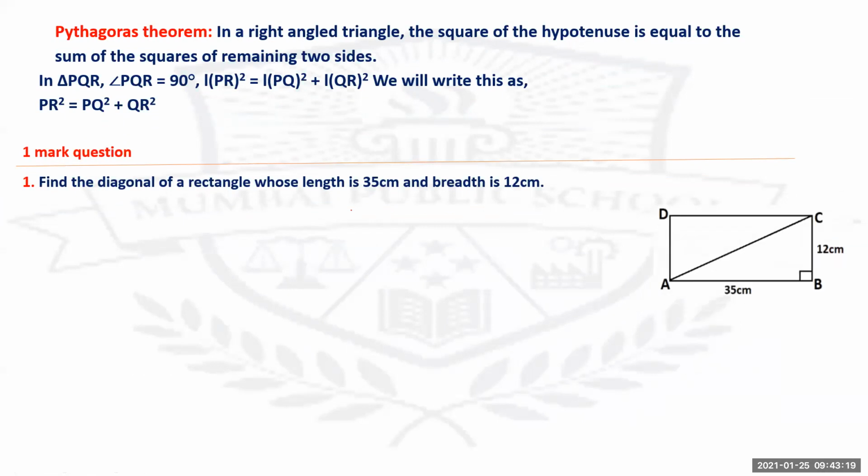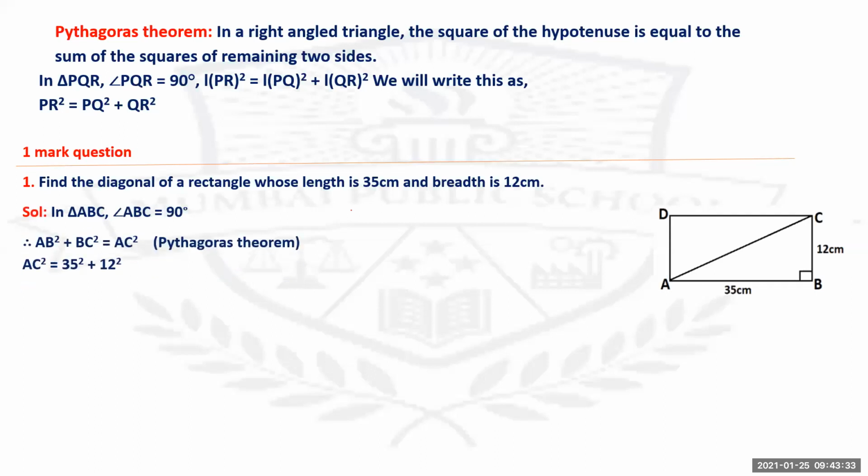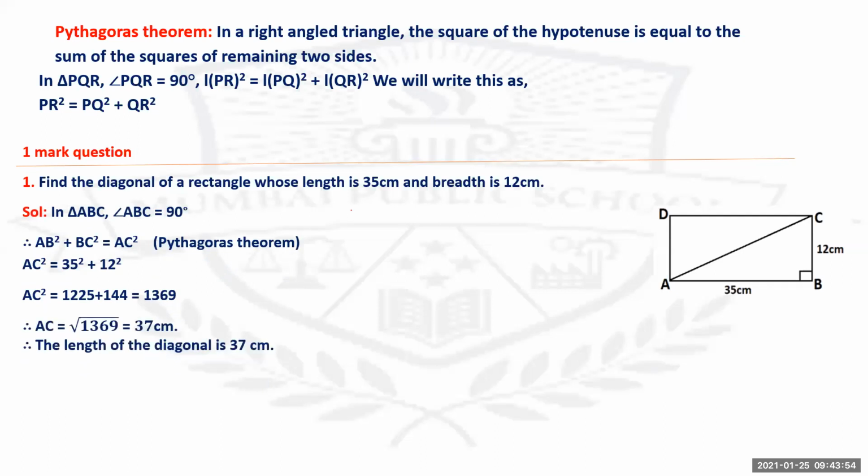Now when you look at the figure of the rectangle, understand the diagonal. The diagonal is going to divide the rectangle into 2 right-angled triangles. So with the help of that, you can easily find the value of the diagonal AC. Check. AB square plus BC square equals AC square by application of Pythagoras theorem. So AC square equals 35 square plus 12 square. You can easily find AC: 1225 plus 144 is 1369, and root of 1369 is 37 centimeters. The length of the diagonal is 37 centimeters.